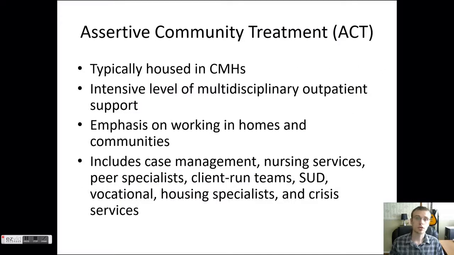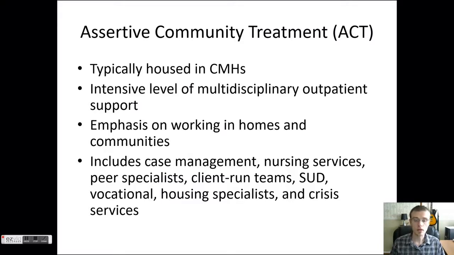Assertive community treatment is another form of CMH provided program. This one is not oftentimes just one thing. It's a variety of different resources provided for somebody, more in the line of case management, but it's multidisciplinary as well, and it's considered a form of outpatient support. The emphasis is working in the home, so this may be a lot of in-home work where you're actually going to people's places, which is different than what we consider standard outpatient or intensive outpatient.